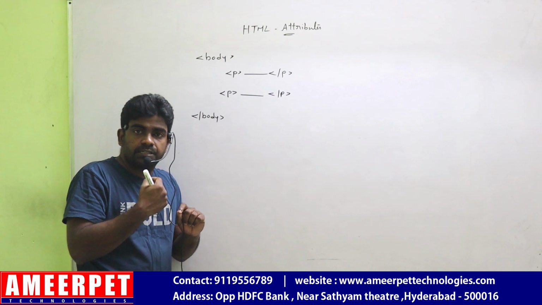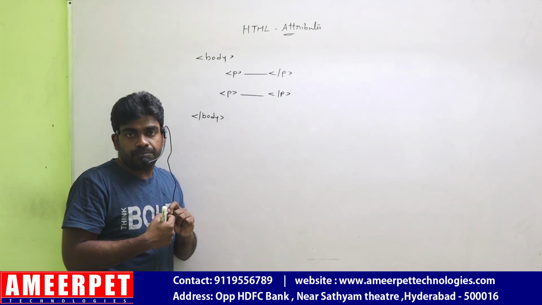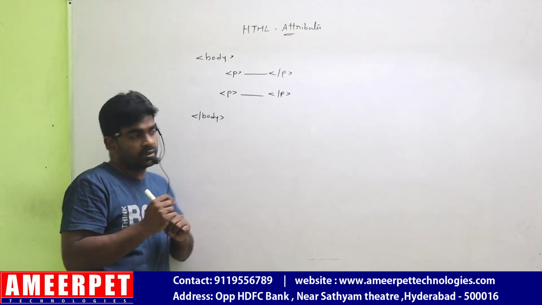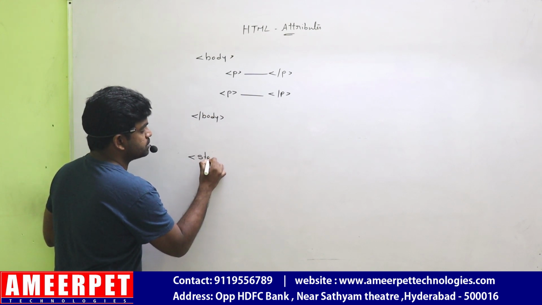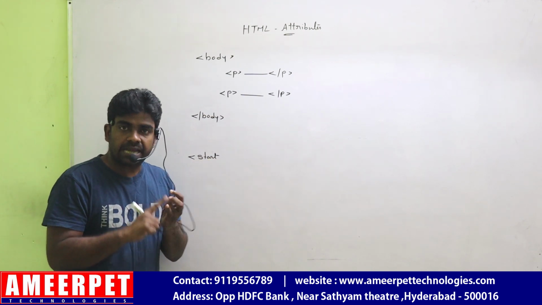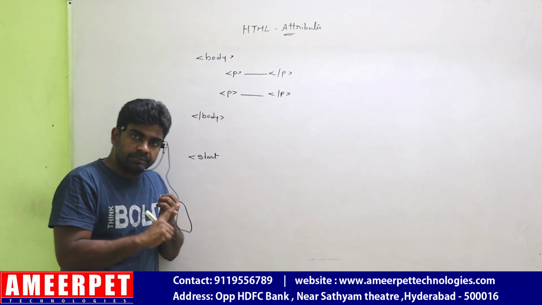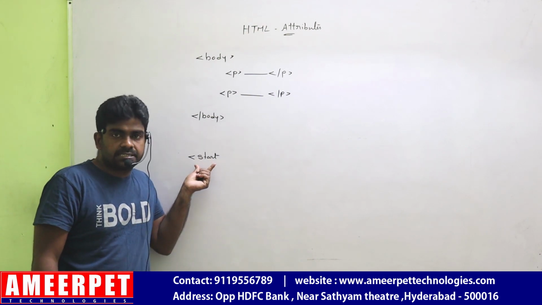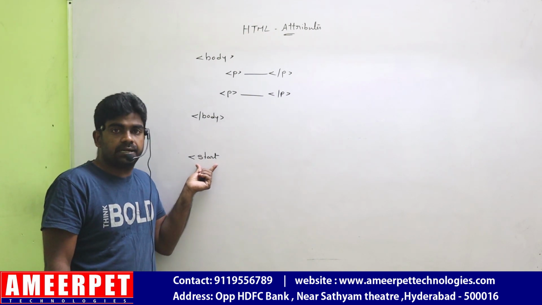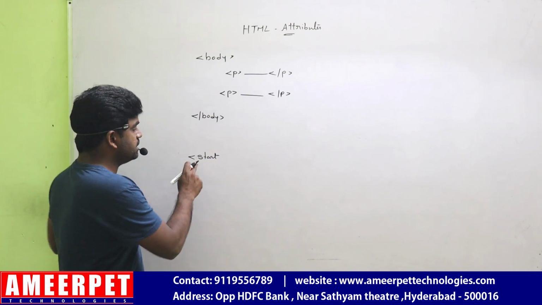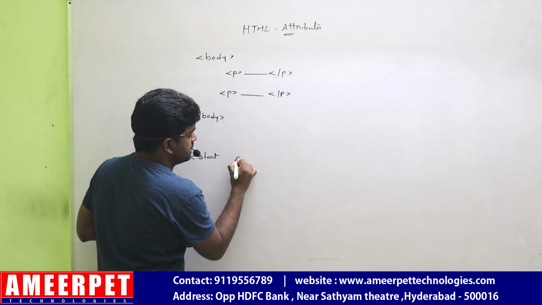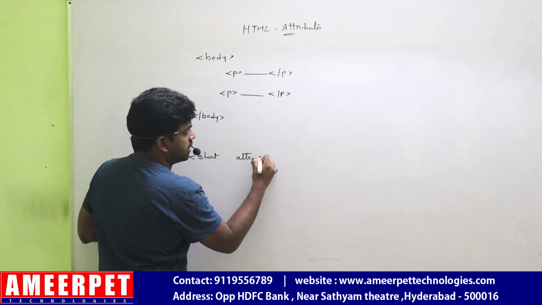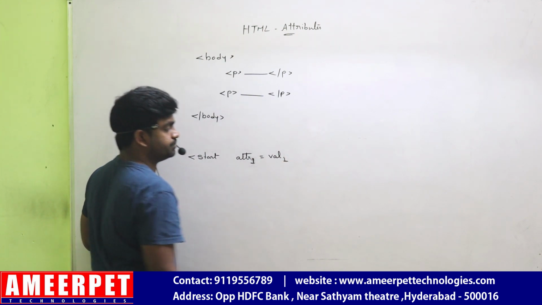We need to specify the property using an attribute. Where do I need to place the attributes? Inside the start tag. Here there are two types of elements, non-empty elements and empty elements. Whether it is a non-empty element or an empty element, there is definitely a start tag. In this start tag, you need to specify the attribute name: the first attribute name, attribute 1 equals attribute value.